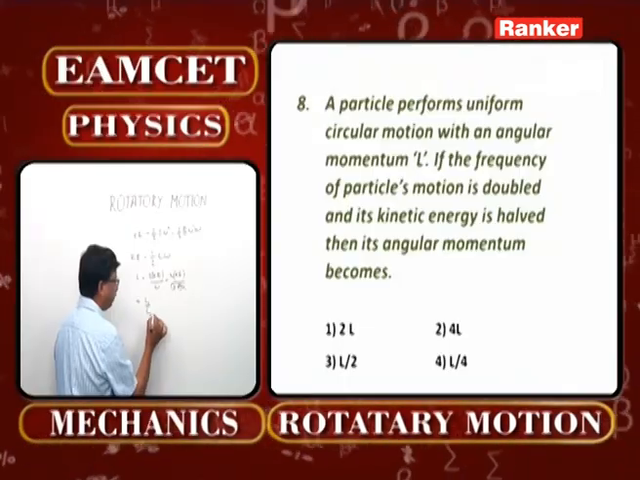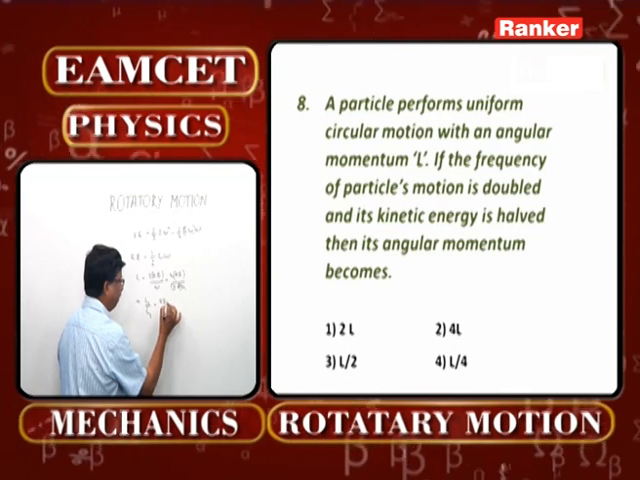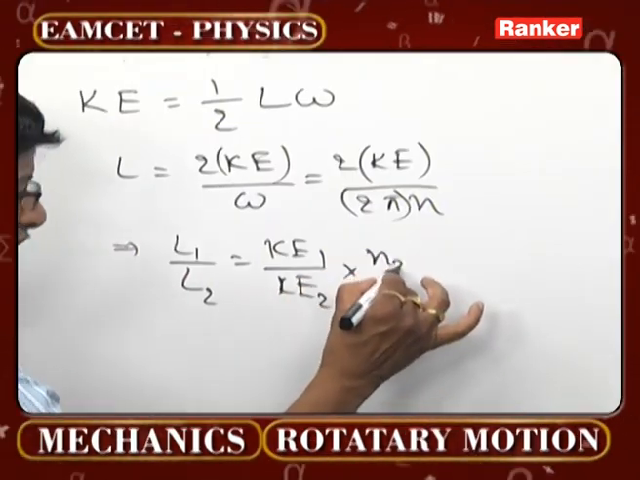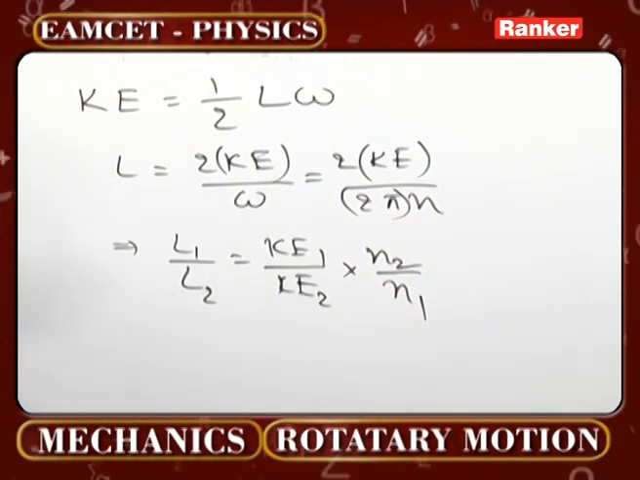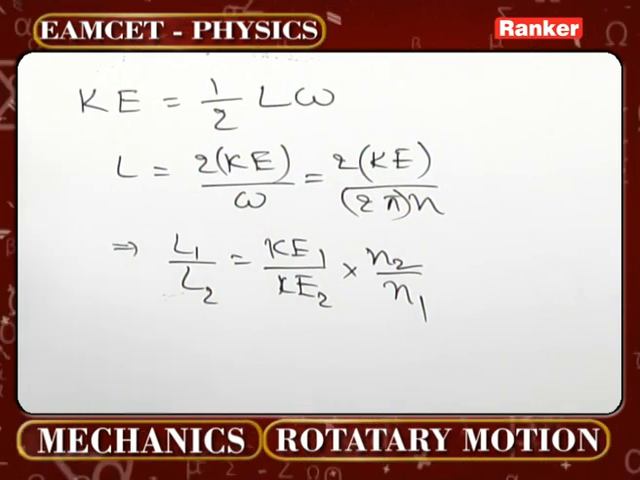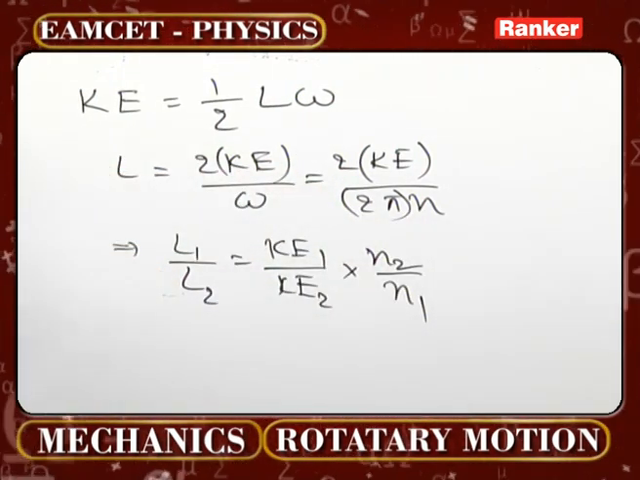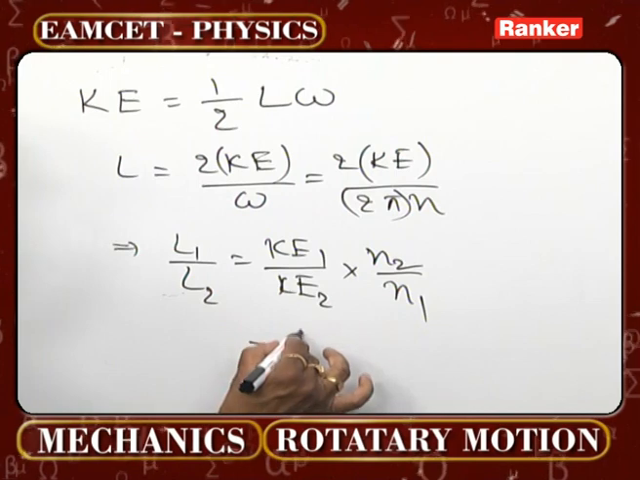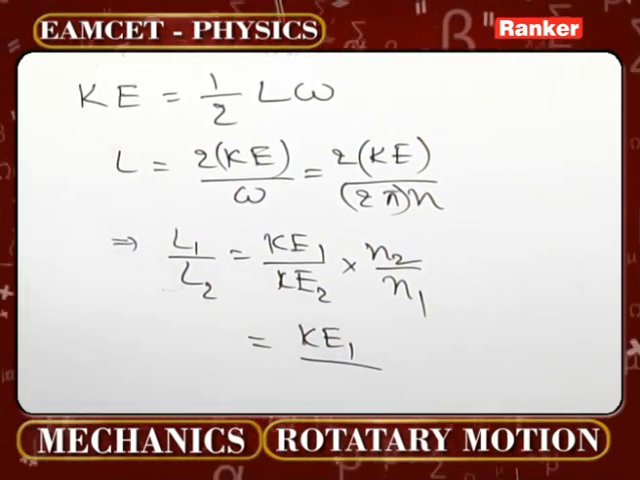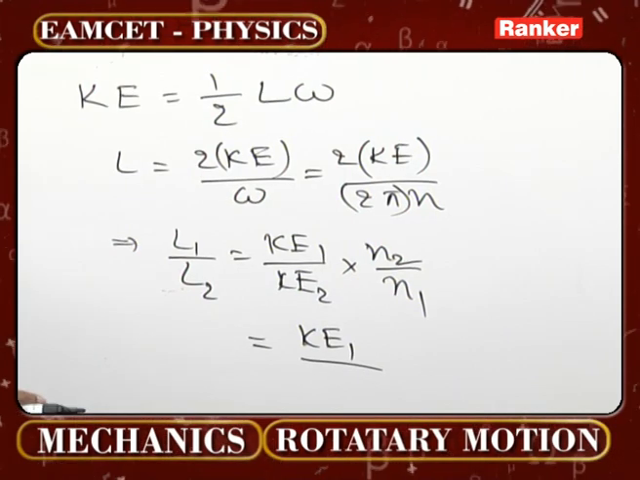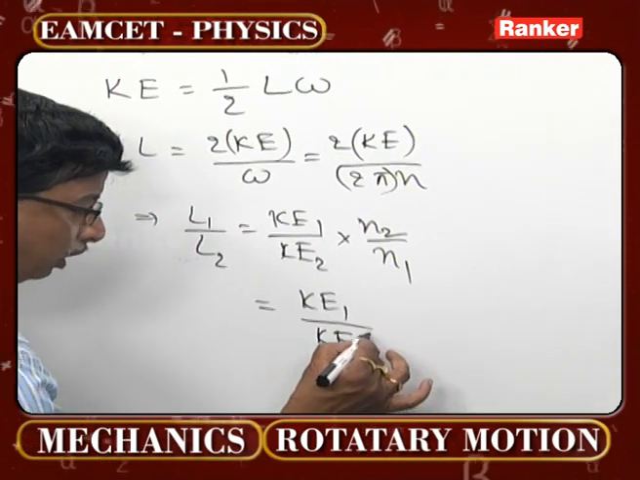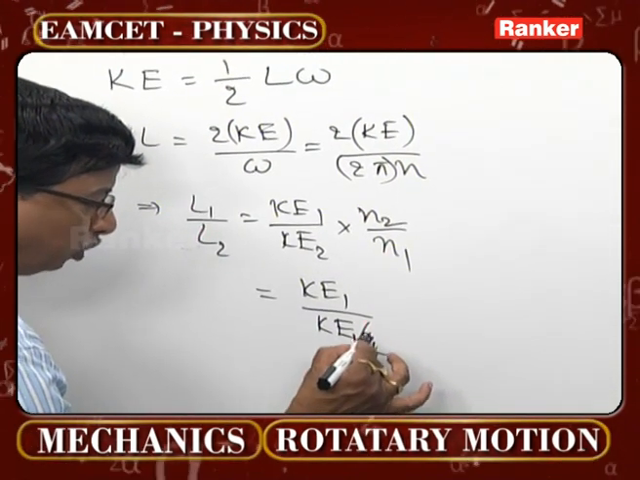Then how to write this? L1 by L2 is equal to KE1 by KE2 into N2 by N1. This is the formula you have to take up. That means L is directly proportional to kinetic energy, and L is inversely proportional to linear frequency. Now what is kinetic energy 1? We don't know, I write it KE1 as it is. But according to the problem, kinetic energy is halved, that means KE2 now is KE1 by 2.